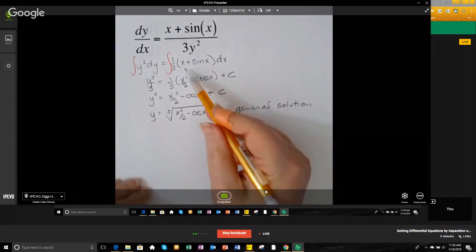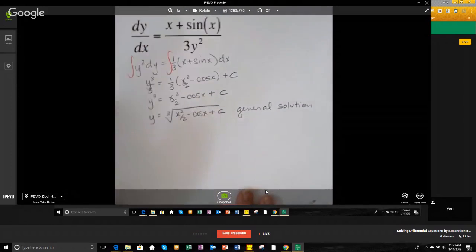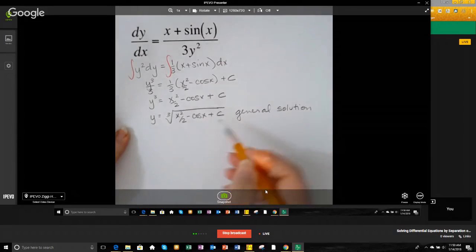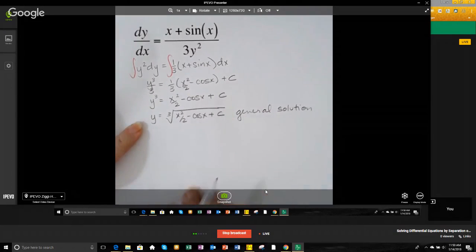Sorry about that. This was definitely x squared over 2. All right. Now, if I wanted to find out what the c was, I would have to have an initial condition, and I'd plug in for x and y and solve for c.